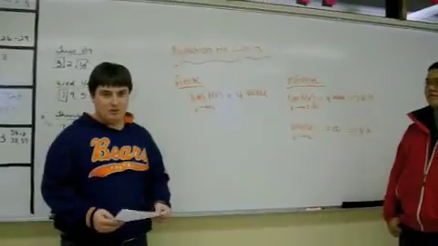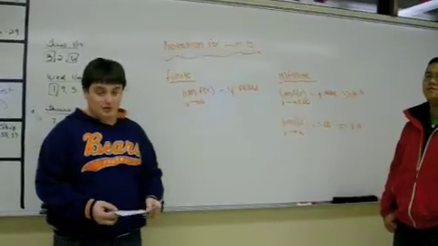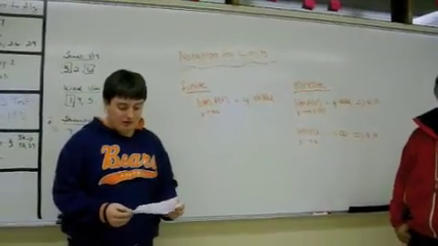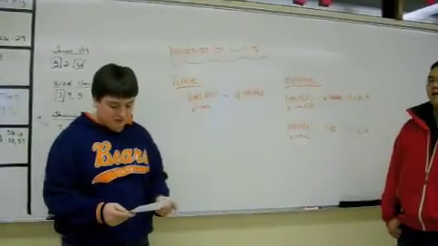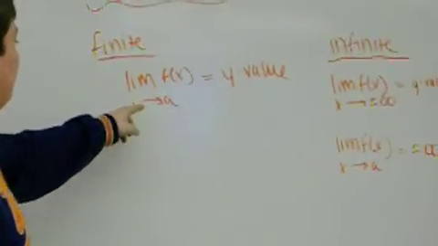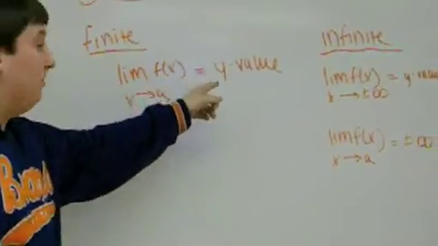There are two different types of limits, finite and infinite limits. Finite limits are when a limit is evaluated based on a specific x value, x equals a. It's shown as the limit of f of x as x is approaching a equals a specific y value.